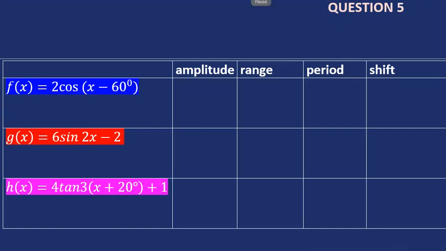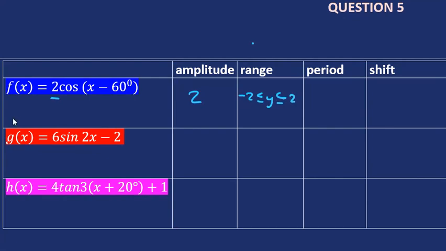All right, let's go on to the last question now, question 5. Okay, so we're given a function of cosine. What is the amplitude? That's easy. The amplitude of this function is 2. And then, of course, because there's no vertical shift, the range will be from minus 2 to positive 2.